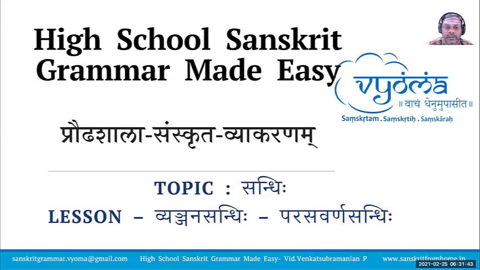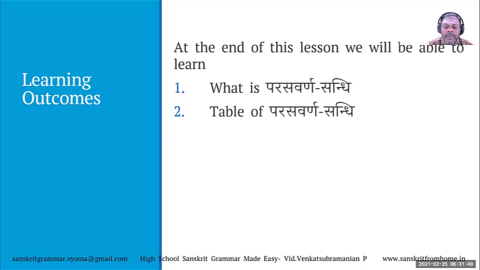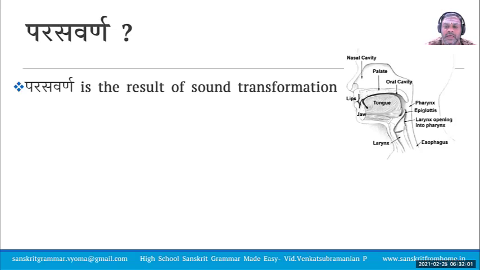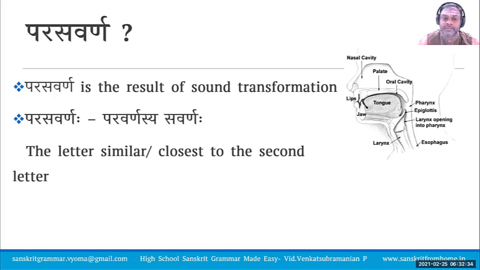Parasavarna Sandhi. At the end of this lesson, we will be able to learn what is Parasavarna Sandhi, table, examples and rules. What is Parasavarna? Parasavarna is the result of two sounds which has samhita and which join. Now, in this case, the word Parasavarna means Paravarnasya Savarnaha, a similar letter of the para letter, the letter closest to the second letter. That is what we are trying to address here.